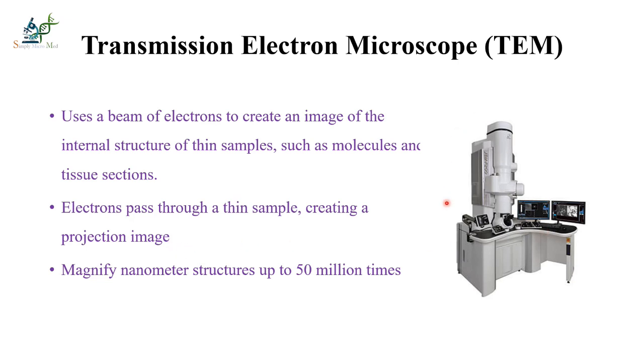Here you can see this is the transmission electron microscope column, chamber, or tube, and after that the projected image can be observed in this computer. The transmission electron microscope can magnify nanometer structures up to 50 million times when compared to other microscopes.